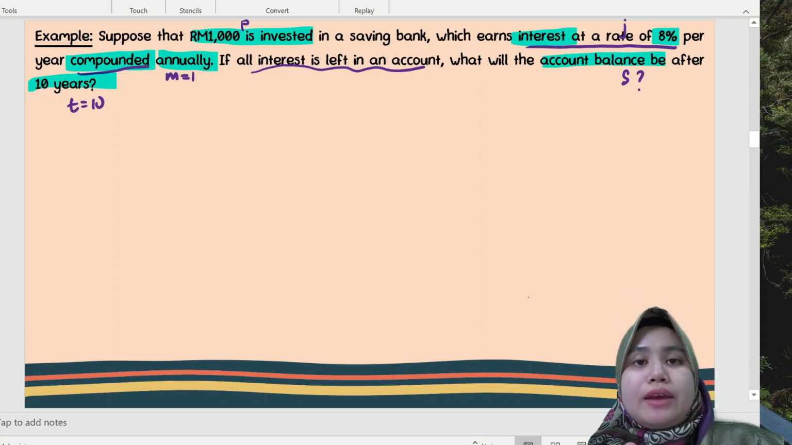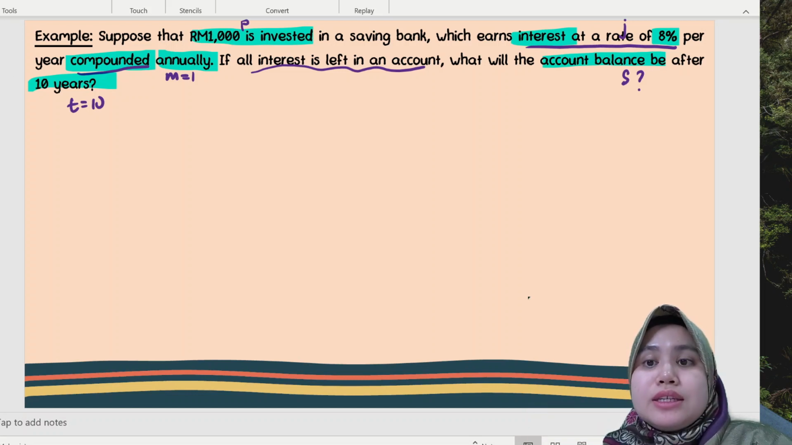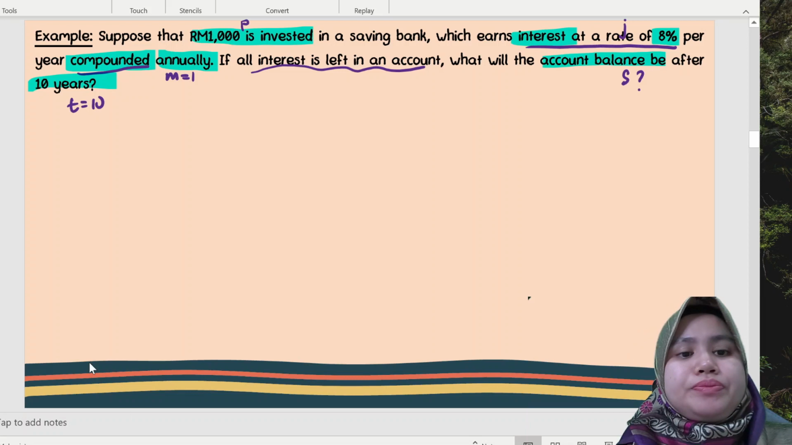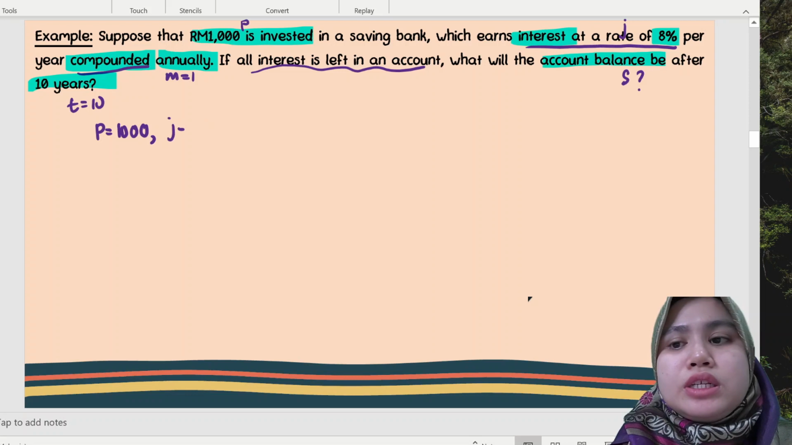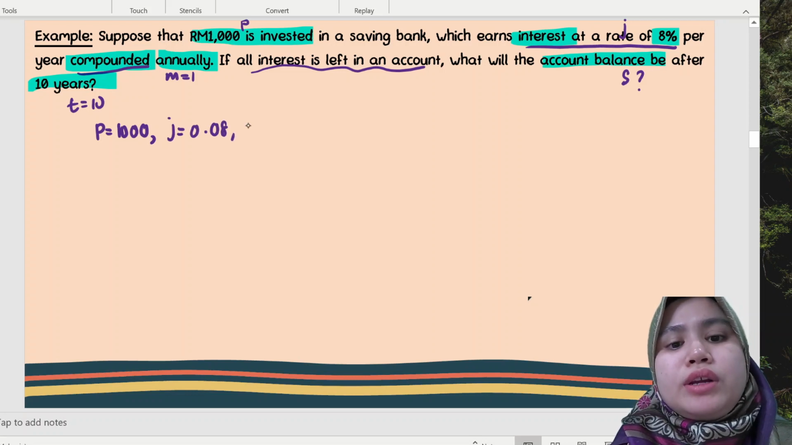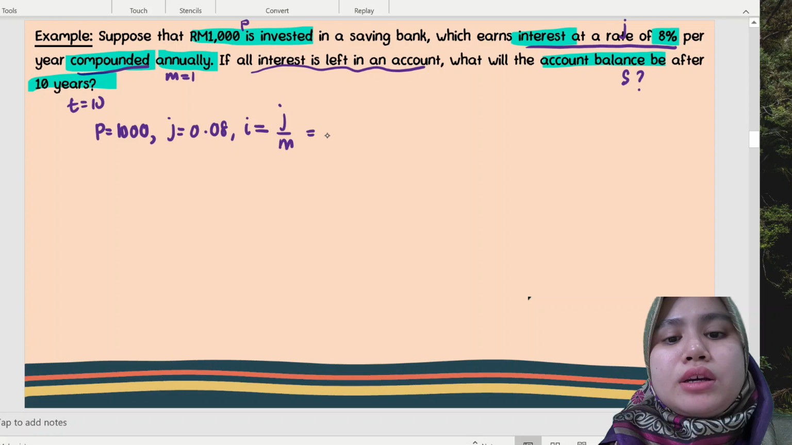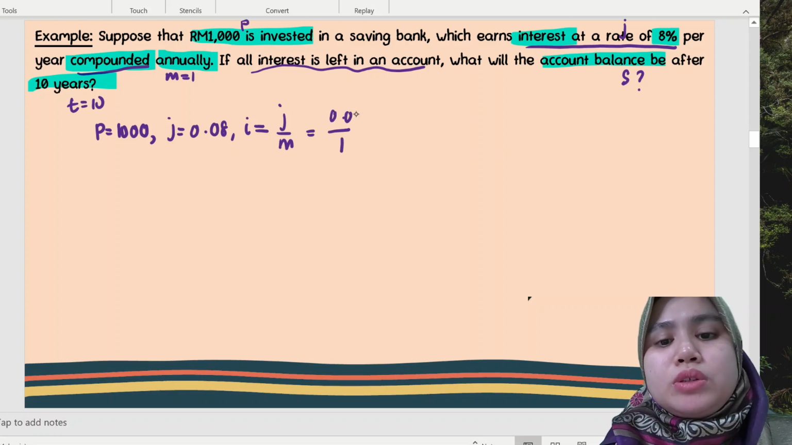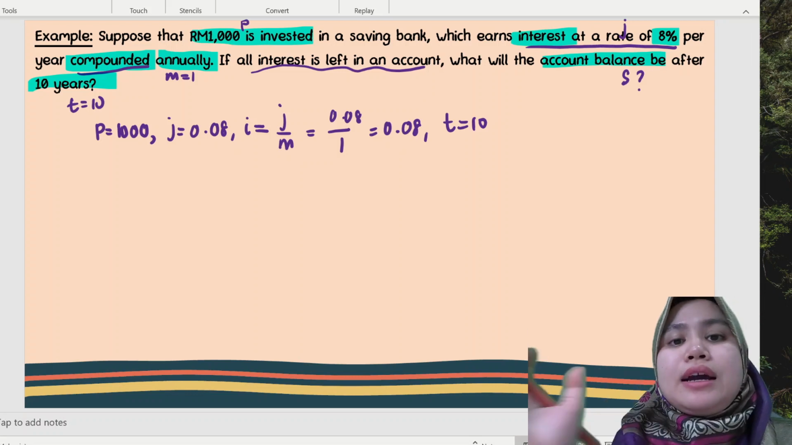So your first step for the topic of Mathematics of Finance, you should take out the information first. So we have P equal to 1000, J equal to 0.08. We need I, which is automatically J over M. As your M is 1, your J is 0.08, so your I is 0.08 and your T is 10 years. Good. Next, let's calculate to find S.